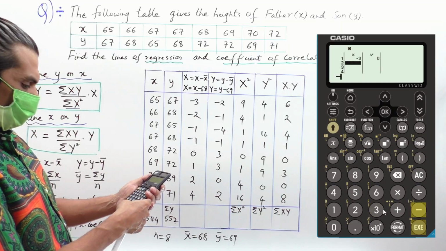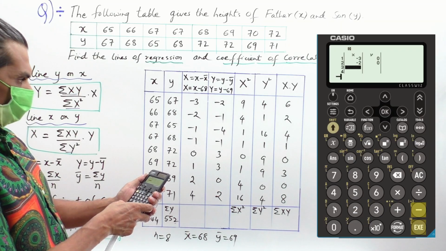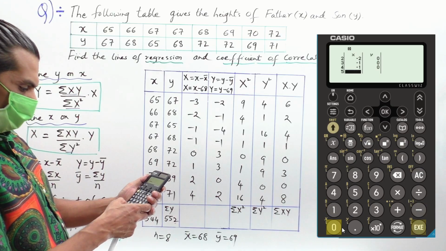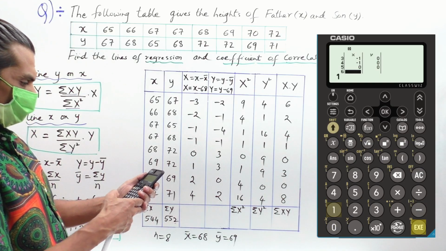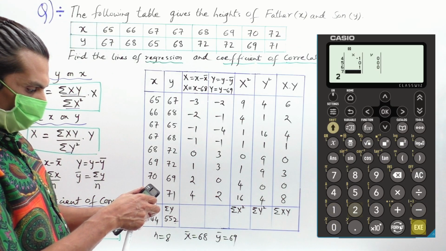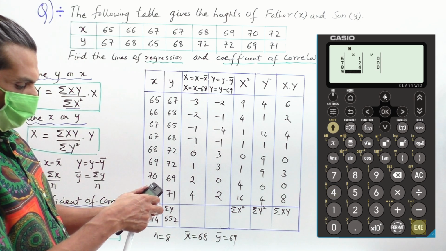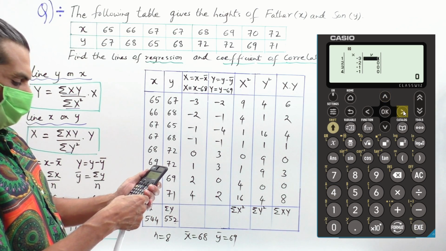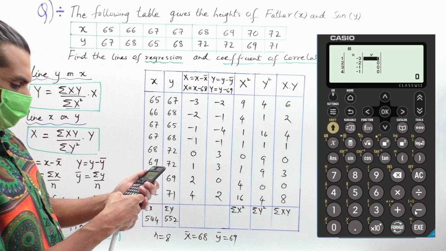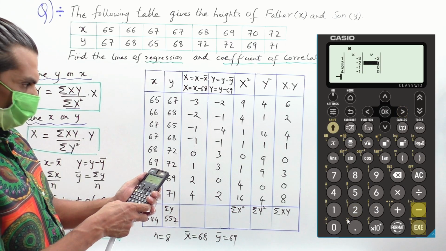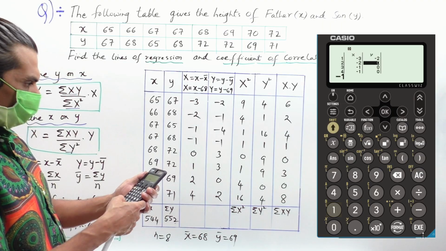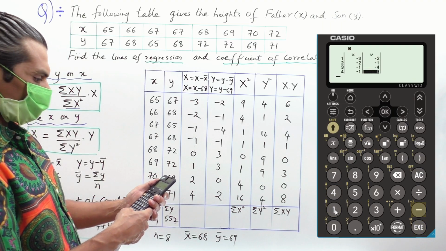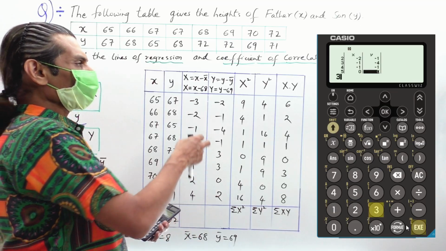We have -3, execute, -2, execute, -1, execute, -1, execute, 0, execute, 1, execute, 2, execute, 4. Done. Next, we have the y values here. So what are the y values? It is -2, execute, -1, execute, -4, execute, -1, execute, 3, execute, 0, and lastly 2. Execute. So press execute, as we need the results here.